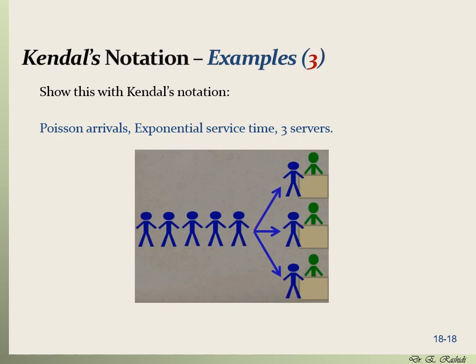All right, so here we have Poisson arrival. So that's M, Markovian. Exponential service time, that's also Markovian, and we have 3 servers. So that's 3. So for A, B, and S, we're going to have M, M, and 3.